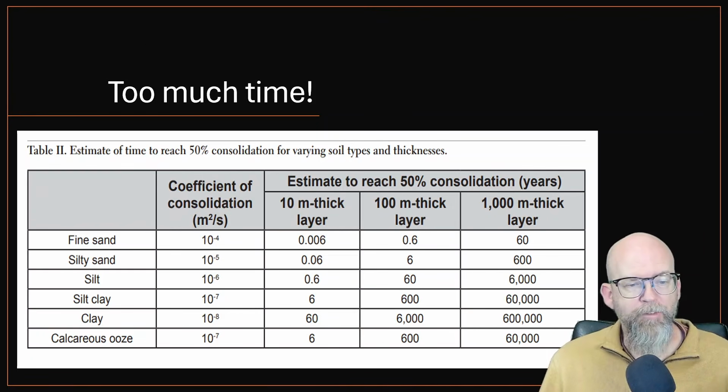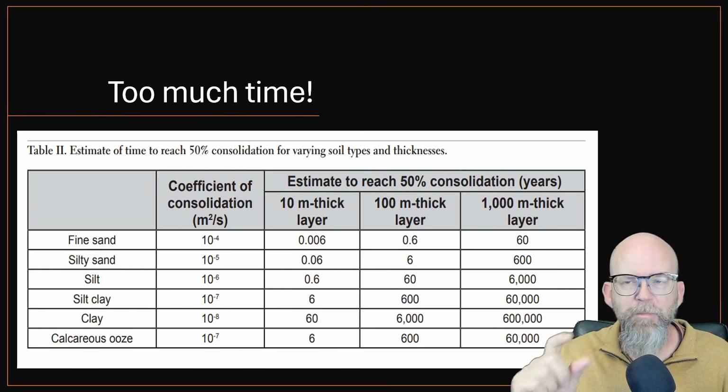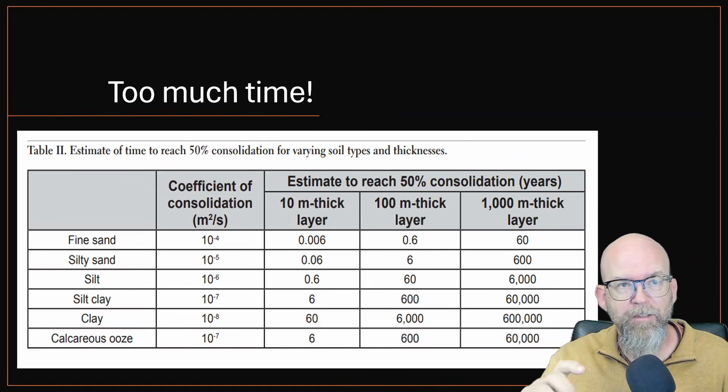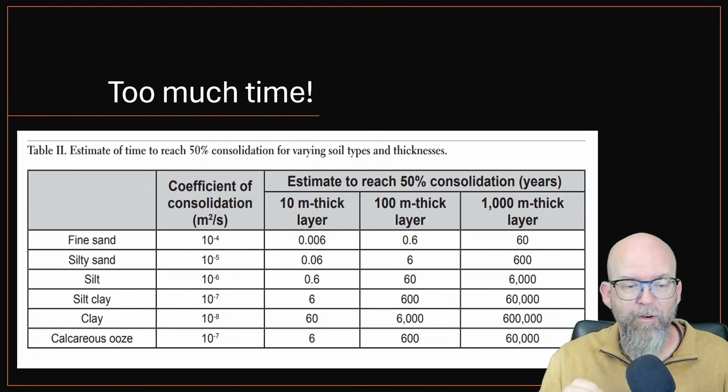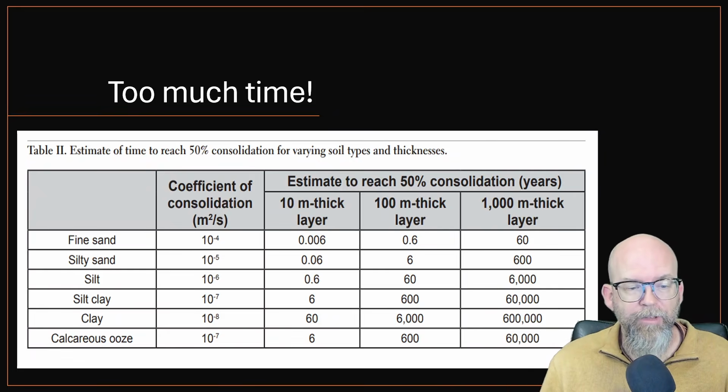Here's a table right out of his paper, giving you an idea of just how long it would take just to get to 50% consolidation for different soil types and different thicknesses. Just 50% consolidation. This means that the material has the potential to consolidate a lot more than it already is, and in other words, also get rid of more water out of it.